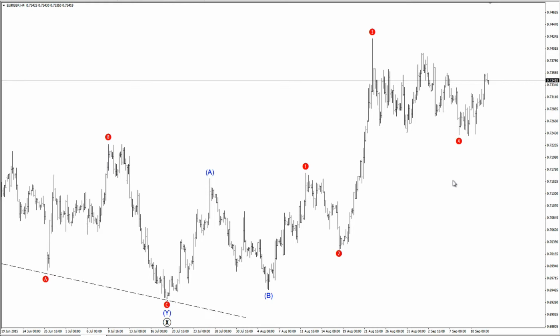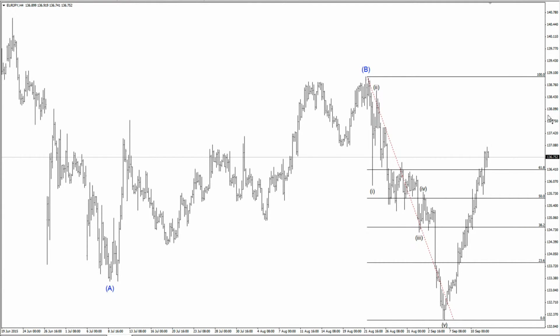So let's look for that upside move, and then we can start thinking about trading this to the downside, since there should be one more large wave down in this pair.